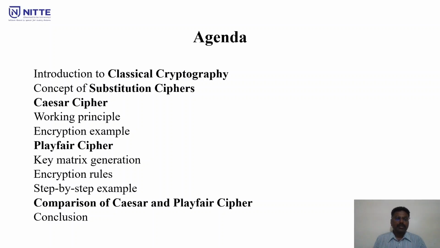The second substitution technique we are going to discuss is the Playfair cipher: how to generate a key matrix, and what the various rules are for performing the encryption, with a step-by-step example. At last, we'll discuss how the Caesar cipher and the Playfair cipher differ in how they are performed. And finally, we will give the conclusion.